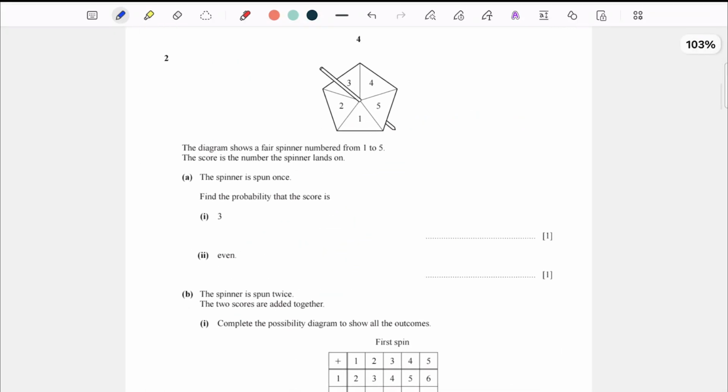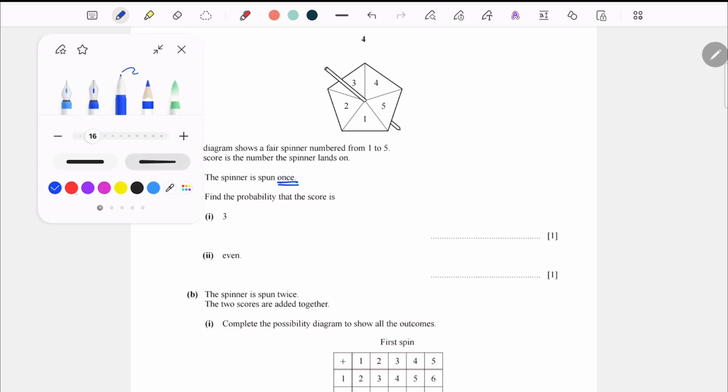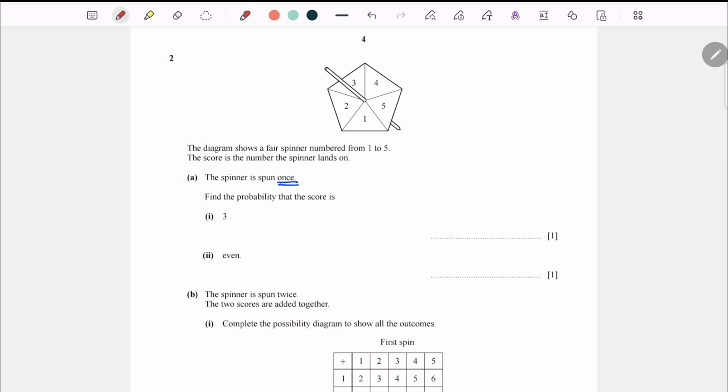Question 2. The diagram shows a fair spinner numbered from 1 to 5. The score is the number the spinner lands on. In part A, the spinner is spun once. Find the probability that the score is, in part 1, it's 3.